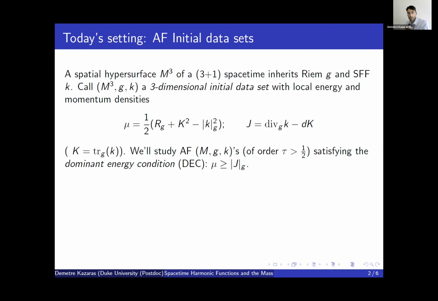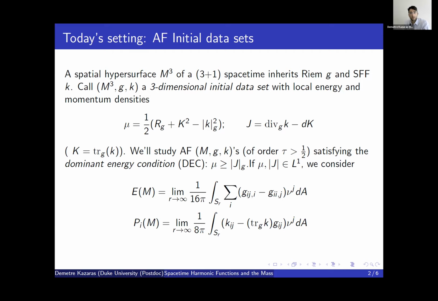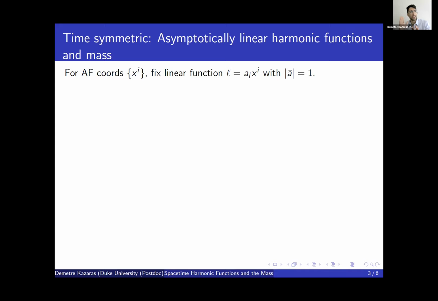Okay, if the local energy and momentum densities are integrable, they're in L1, then these global asymptotic quantities are well-defined. For each end, you get a notion of total energy and the components of total linear momentum from the ADM formalism. Very good. Okay, so let's consider the time-symmetric situation where the K tensor is zero, and now you're just looking at Riemannian manifolds with scalar curvature greater than or equal to zero.